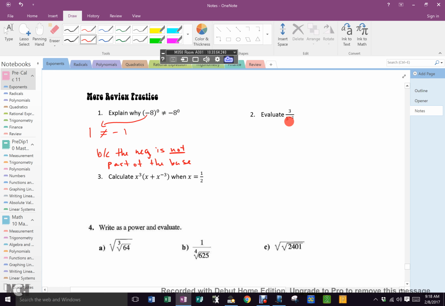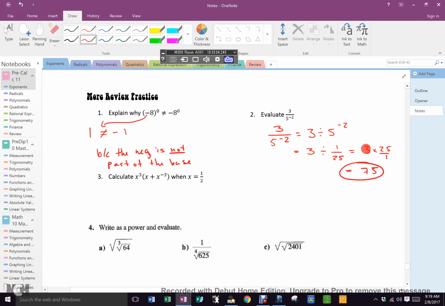Okay. Evaluate. This means 3 over 5 to the negative 2, which is the same as 3 divided by 5 to the negative 2, which is the same as 3 divided by 1 over 25, which is the same as 3 times 25 over 1, which is 75. There's a lot of ways to write the same thing. This is everything that is mathematically happening there.